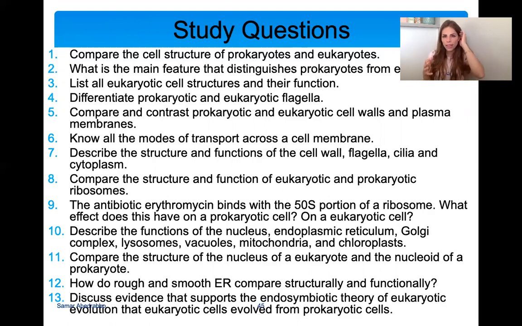So go through everything. Chloroplasts we only see in plant cells. Plant cells have a cell wall. Animal cells do not have a cell wall.